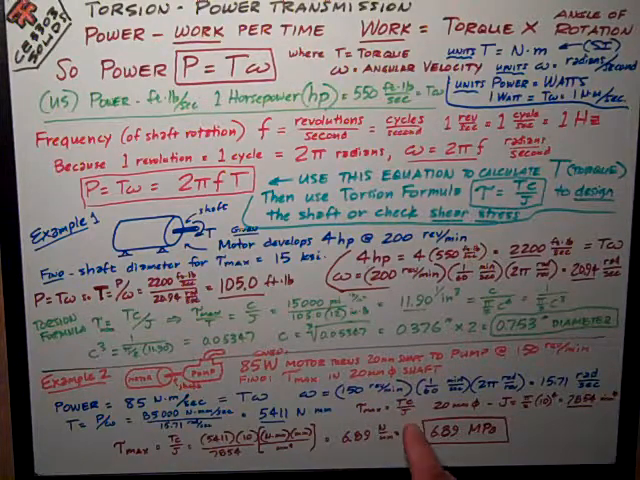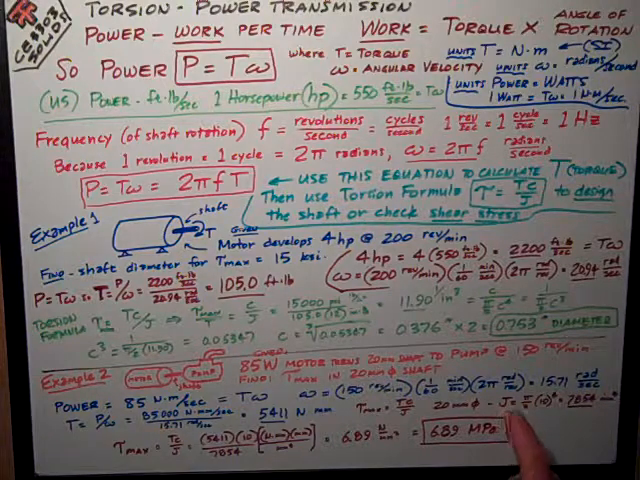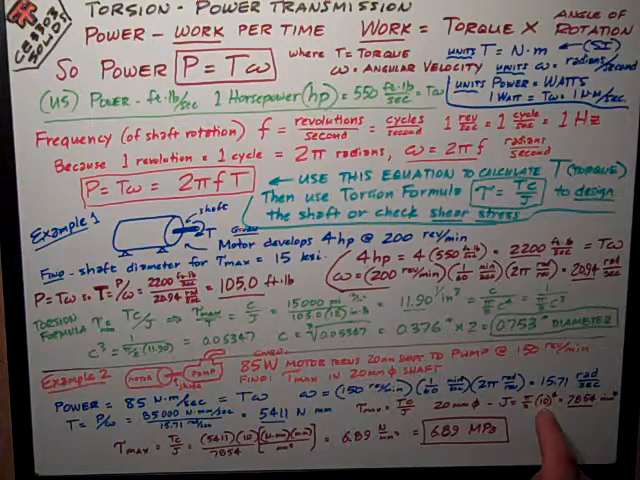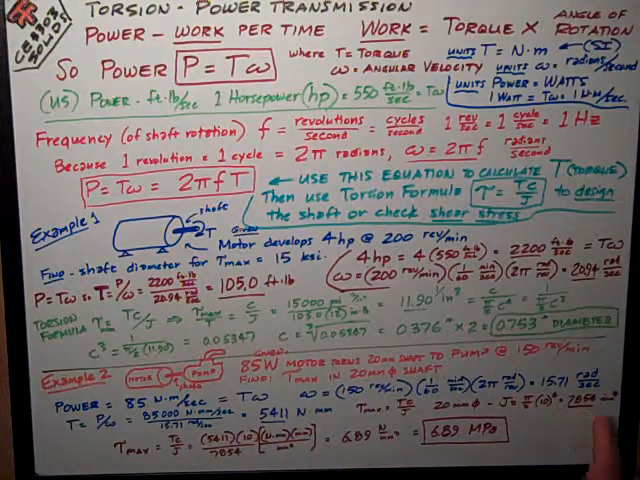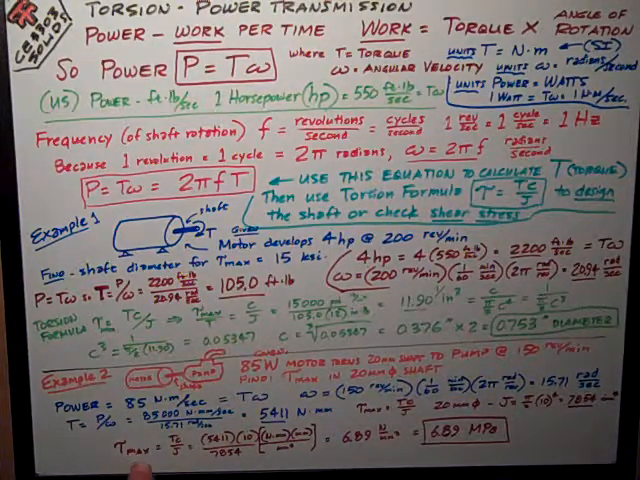Now I can go into my torsion equation. Tau max is TC over J. For a 20 millimeter diameter shaft, J is pi over 2 C to the fourth. C is the radius, it's 10. I get 7854 millimeters to the fourth. Plug it into the torsion equation. T is 5411 Newton millimeters times 10, my radius C, divided by 7854, J, the polar moment of inertia.